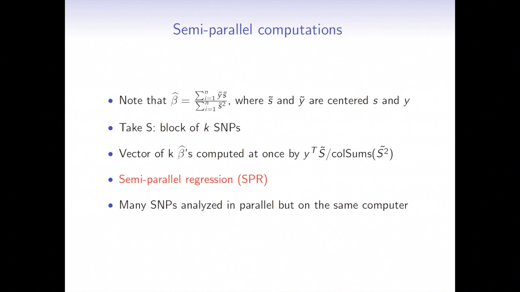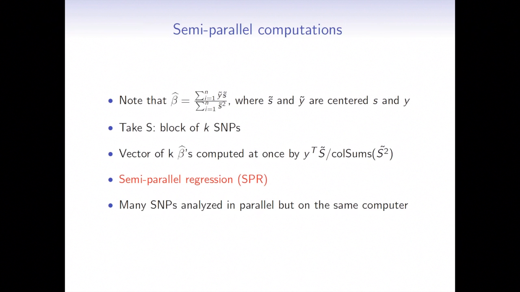And now comes the idea of semi-parallel computations. So in the formula on the previous slide, we've seen that what is actually happening is that we have to center our vector of response, y, and center our SNP. And then what's happening is that the y part, the response, stays the same. So I'm only changing my SNP. And what is actually happening is only simple multiplication and summation.